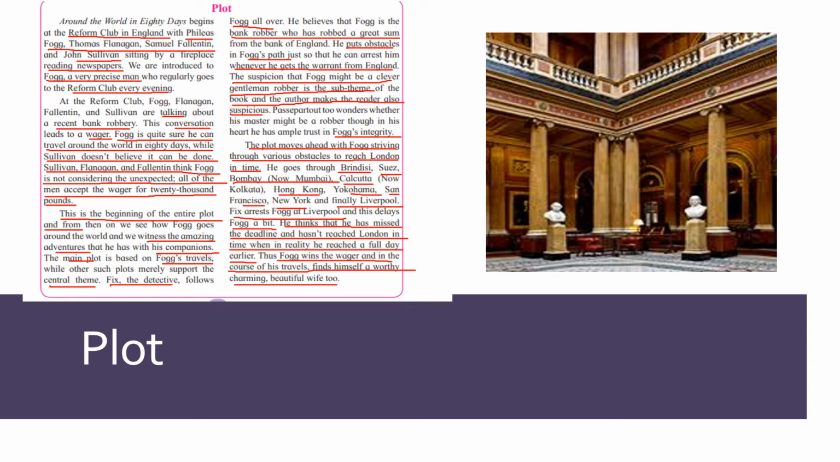Plot of the novel Around the World in 80 Days. Around the World in 80 Days begins at the Reform Club in England with Phileas Fogg and his friends who are sitting at a fireplace reading newspaper. We are introduced to Fogg as a very precise man who regularly visits Reform Club every evening.